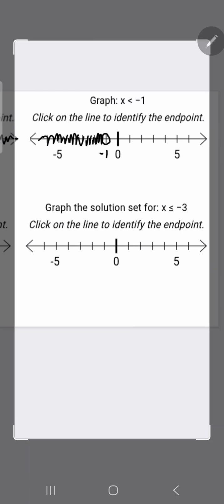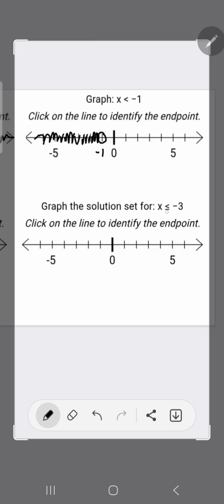Take a look at the next one. We have x is less than or equal to -3. So since there's an equal sign, we will find -3 on the number line. We will fill in a circle right on it because it is included in the solution set, and the numbers that are less than go to the left because the arrow is pointing to the left.